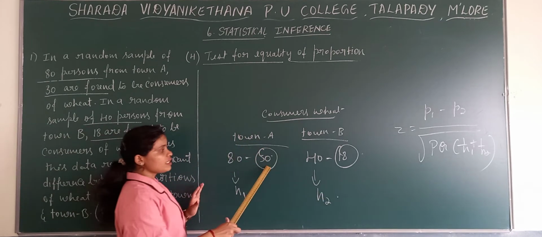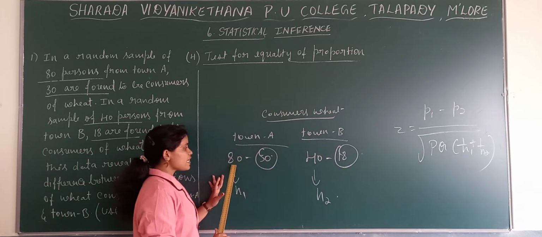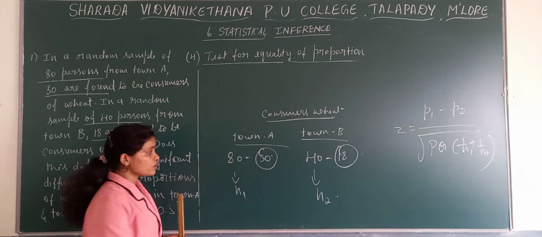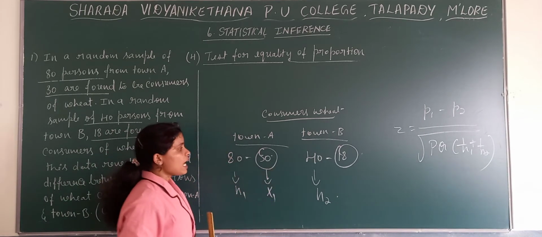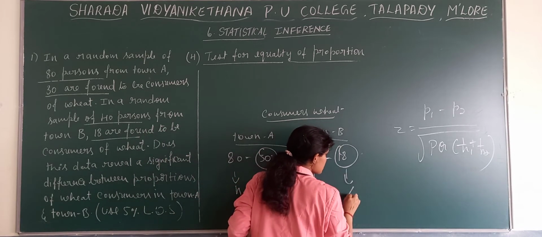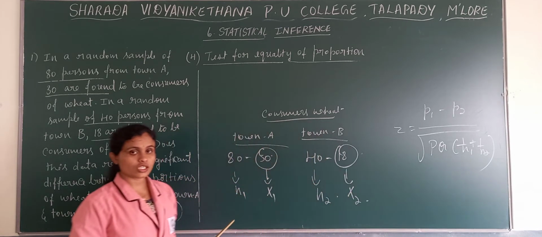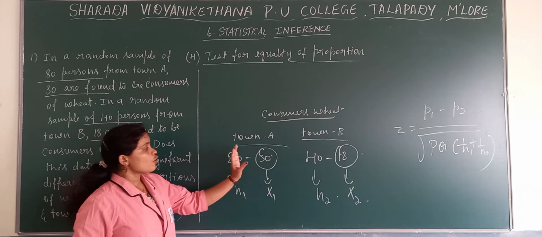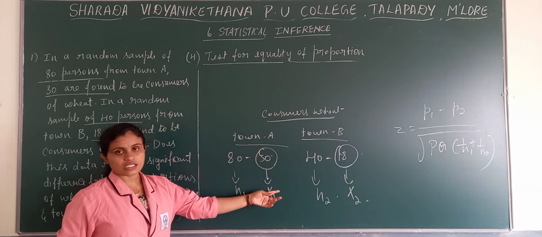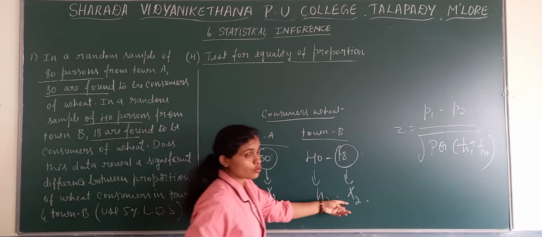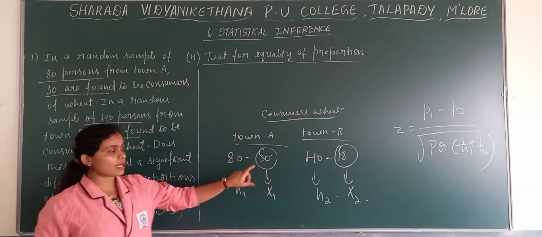Now what is this 30 and 80? Out of this 80, 30 are wheat consumers. So this is X1 and this 18 is X2. Along with the sample size, whichever value they give, that value we need to consider as X1 or X2, same as in the previous applications.